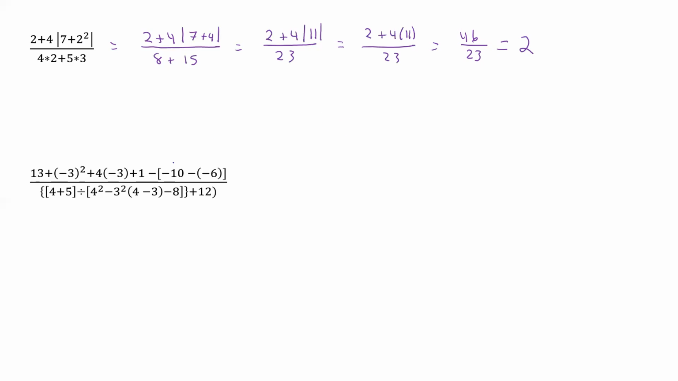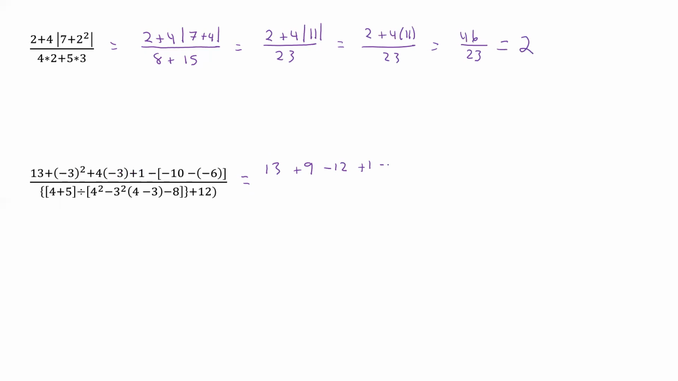All right, so that wasn't too bad. How about this one? Well, a lot more stuff, but it's really just simplifying using PEMDAS and we get to our final answer. All right, so how about we do this? So we'll take 13 and we're just going to work across and simplify anything we can do. Then we have a negative 3 squared. Well, negative 3 times negative 3 is plus 9. Then we have 4 times negative 3. That's going to give us negative 12. Then we have plus 1.